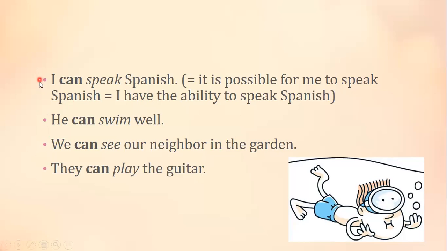Okay, thank you. So you can see that here we have these examples. Tenemos estos ejemplos. I can speak Spanish. Puedo hablar español. Es decir, que tengo la habilidad de hablar en español. Y que para mí es posible hablar en español. Okay, then we have he can swim well. Él puede nadar bien. We can see our neighbor in the garden. Podemos ver a nuestro vecino en el jardín. They can play the guitar. Ellos pueden tocar la guitarra. Es una habilidad, ¿verdad? Es decir, que ellos tienen ese don o esa habilidad de tocar la guitarra. Igual, para los que pueden nadar, tienen esa habilidad. Habemos otros que mejor nos quedamos en la orilla o no nos metemos porque nos ahogamos, ¿verdad? And we can see a neighbor, probablemente porque estamos en una parte alta, que estamos viendo alrededor y ahí anda la persona, ¿verdad?